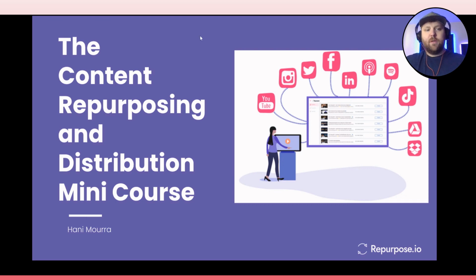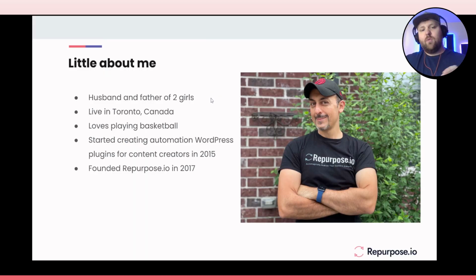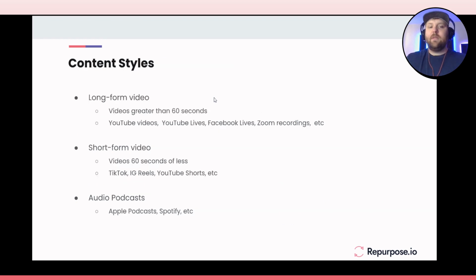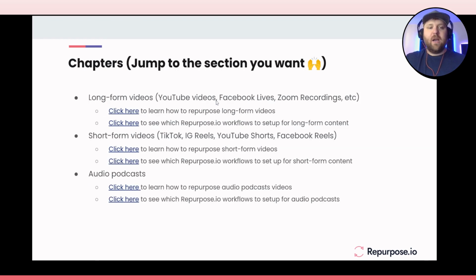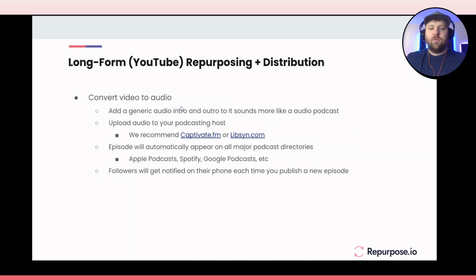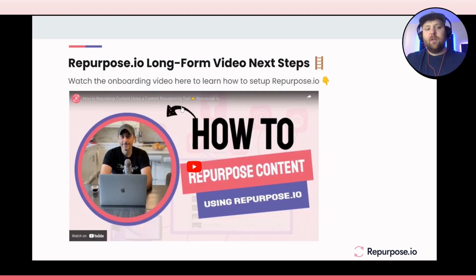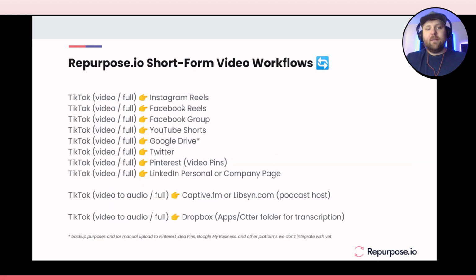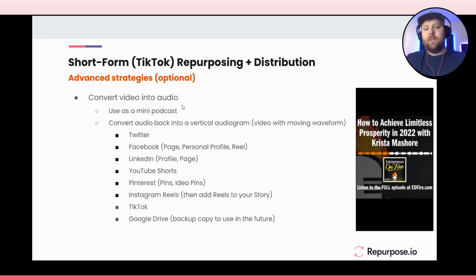The fifth option is the content repurposing and distribution mini course, and Hanny put this together for those who really want to see a visual and text of what we can all do here. It goes into repurposing and distribution, and content styles. There are chapters for every single thing, so you can skip right to the chapters for what you're here for, whether that's long form, short form, or podcasts. You can talk with us about strategy. He goes really deep into all the different things that you can do, and it's really amazing if you take the time to go through it, because we literally want to see you succeed with this.